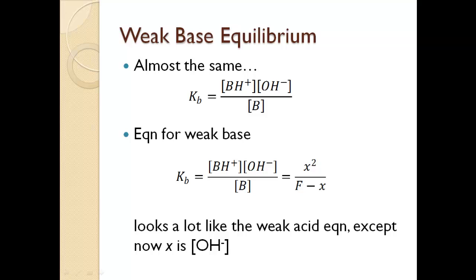So whenever we do weak base equilibrium, it's almost exactly the same. We already have learned how to do it. The only difference is that where you put the x is now an OH, not an H plus. So just remember that. And of course, the equation for the weak base has a Kb, not a Ka. But everything else is going to be exactly the same.